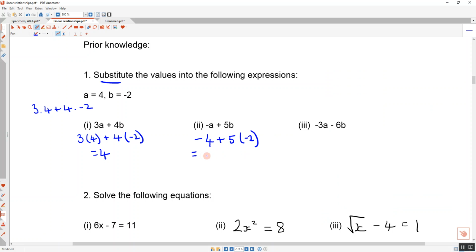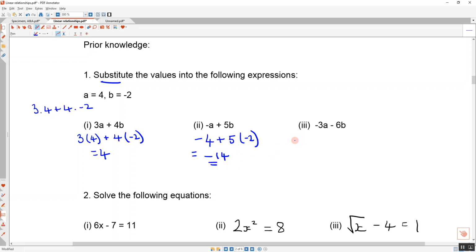Second one, did we get -14? Yes. Wait, -4. So let me see right now. -5. Yeah, so -4 plus -10 is -15.